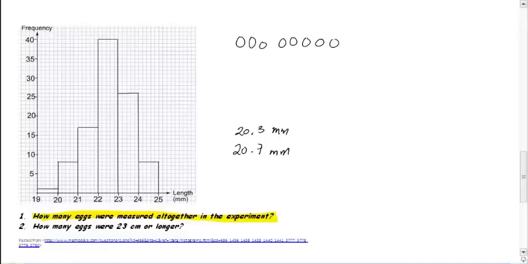So frequency, again, is on the y-axis. So there was one egg in this first range. There were 8 eggs in the second range. There were 17 eggs in the third range. There were 40 over here. There were 26 over here. And last but not least, 8.